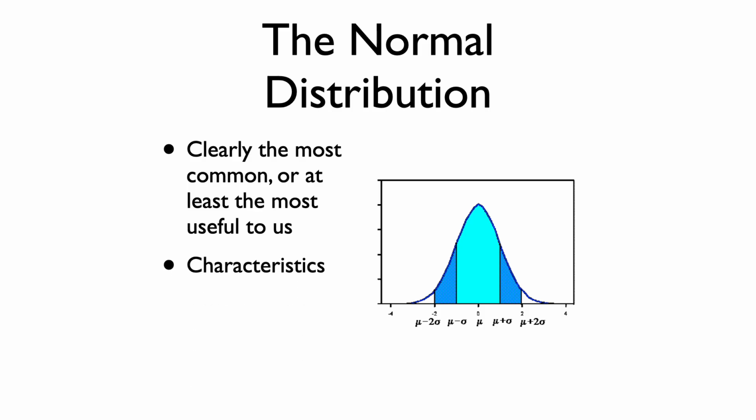So what are some characteristics of this distribution? It's unimodal. Look, there's only one mode. It's got one peak. It's symmetrical. It's a beautiful curve. And it is bell-shaped. In fact, so much so that people often call this curve a bell curve.